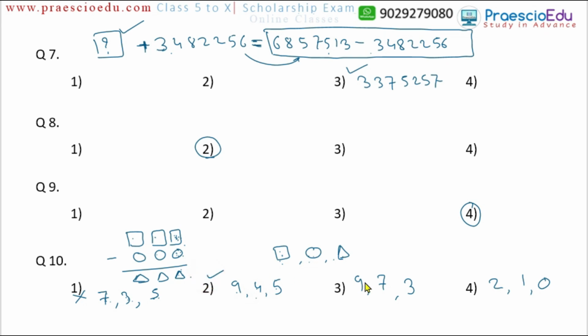It can be possible. Now checking the same way option number 3: 9, then this 7. So 9 minus 7 here should be 2, but here 3 is shown, so this cannot be. Likewise 2 minus 1, 0 is shown here. If we get these digits, or if we place these digits on our symbols, this is also not possible. 2 minus 1, 0 cannot be. So option number 2 is the correct one. Thank you.